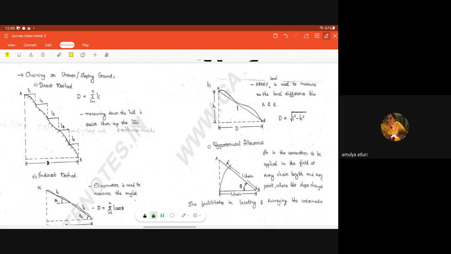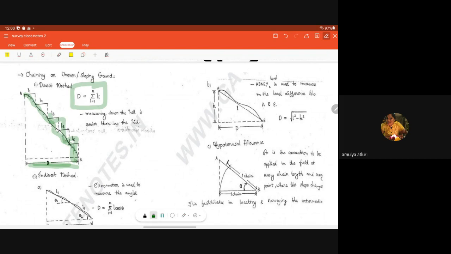So what do we do if we chain on uneven or sloping ground? For example, a hill like this, if we want to calculate the direct distance d, then we will go for the direct method. We will do the offsets like this, and this d can be calculated using the summation of L1 plus L2 plus L3 and so on, 1 to n.